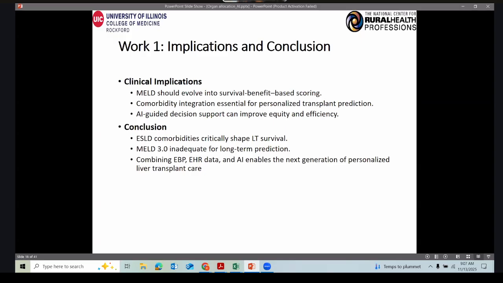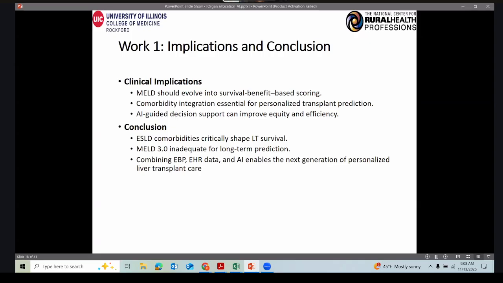Now, moving to the conclusion. This study reinforces that end-stage liver disease comorbidities play a critical role in shaping transplantation survival. They are not just secondary factors; they are central determinants of who does well after surgery. It also emphasizes that MELD 3.0 alone is not adequate for long-term predictions. While it performs well for short-term urgency, it does not fully represent the whole patient. It misses the impact of other organ systems and chronic conditions that influence survival.